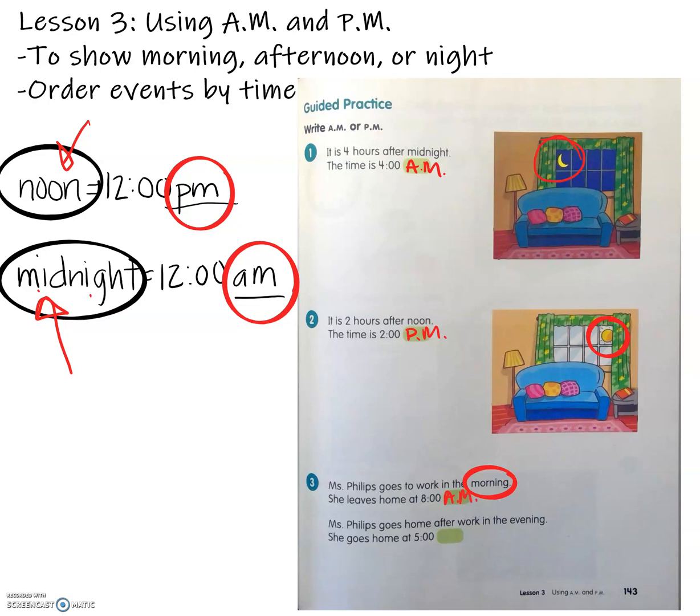And Miss Phillips goes home after work in the evening, which is a time between afternoon and night. It's usually when you have dinner. So she goes home at 5 p.m. because it's after work, and normally after work means it's already past lunchtime.